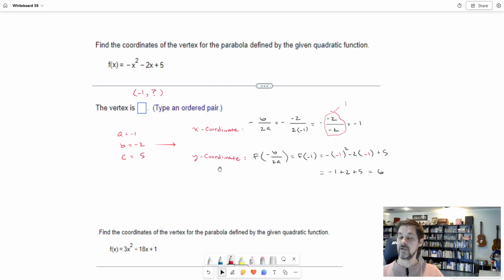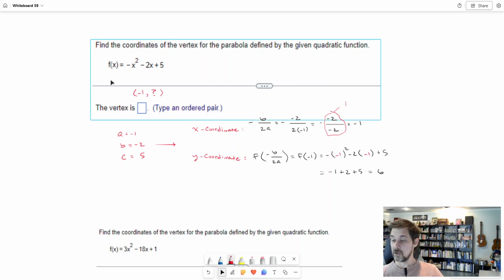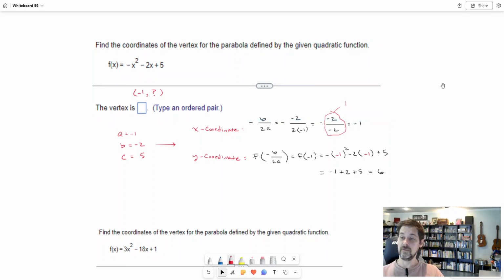How do you find the y-coordinate? Well, think about how equations work. If you ever know the x and you want the y, you plug the x in, and the y is what you get back out.